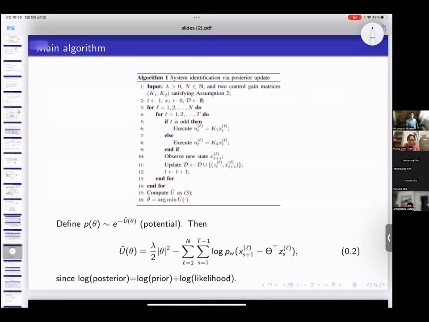So here is the algorithm. For each rollout, denoted by small l, we let the trajectory proceed up to time t, and we repeat the process a larger number of times.